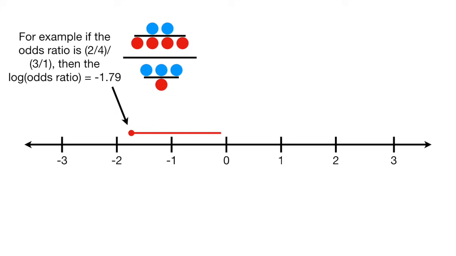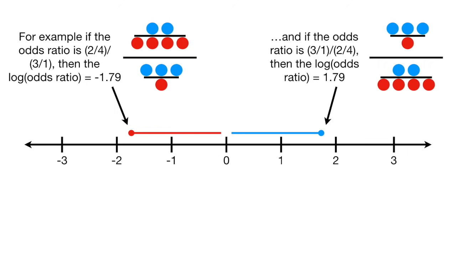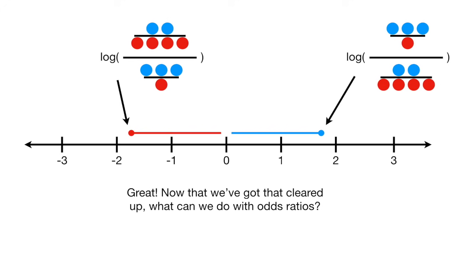For example, if the odds ratio is 2 divided by 4 over 3 divided by 1, then the log of the odds ratio equals negative 1.79. And if the odds ratio is the opposite, it's 3 to 1 over 2 to 4, then the log of the odds ratio is the positive version. It equals 1.79. Great! Now that we've got that cleared up, what can we do with odds ratios?